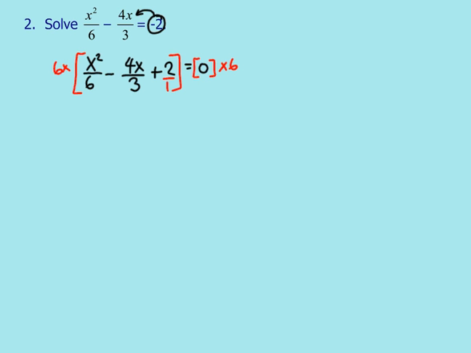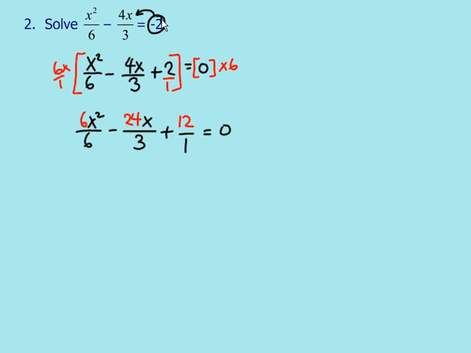If we multiply the entire left-hand side by 6, we're going to get 6x squared over 6. Now it's still a 6 on the bottom, not a 36, because remember, this has a denominator of 1. It's just 6 over 1. Minus 24x over 3. Plus 12 over 1. And that's going to be equal to 6 times 0, which is just 0.